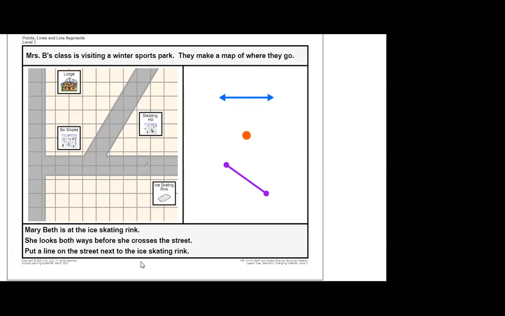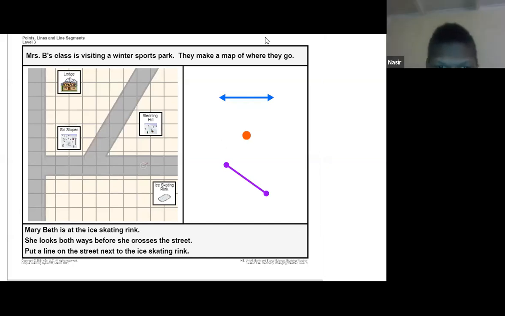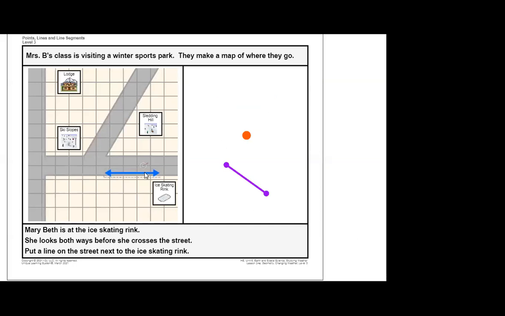Mary Beth is at the ice skating rink. She looks both ways before she crosses the street. Put a line on the street next to the ice skating rink. So remember, a line goes on forever. It goes in both directions and does not have a start point or an end point. So which one's my line? The first one. And I'm putting it on the street next to the ice skating rink. Very good.